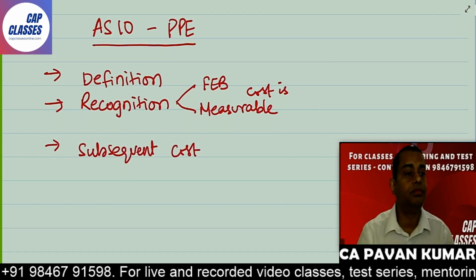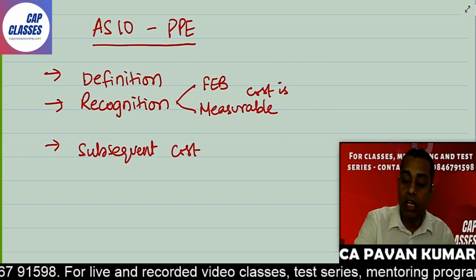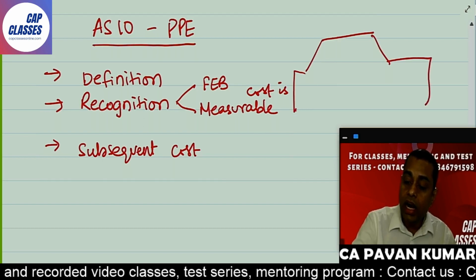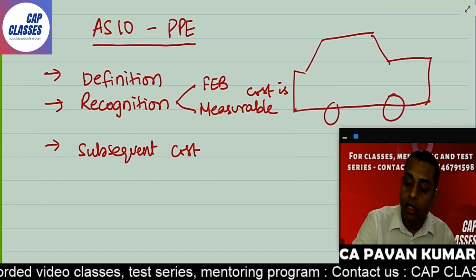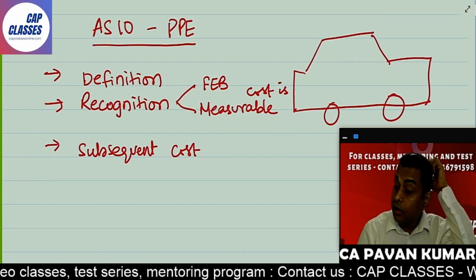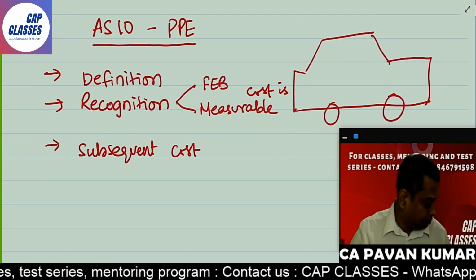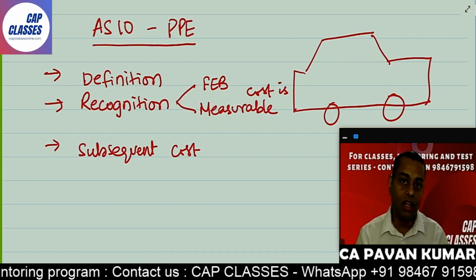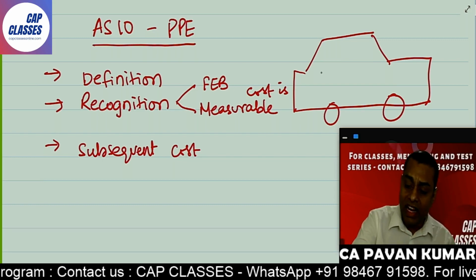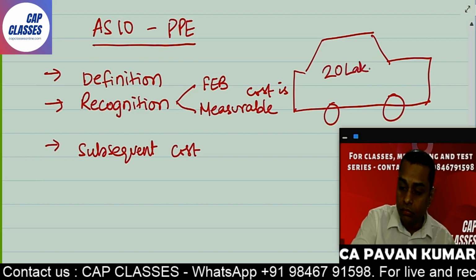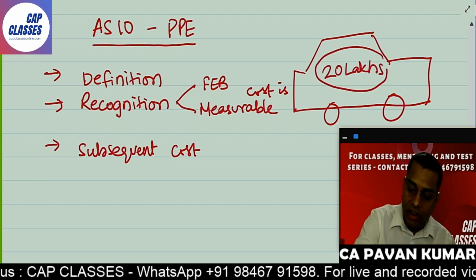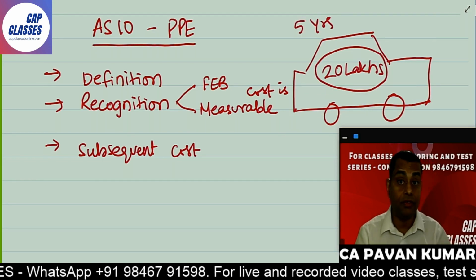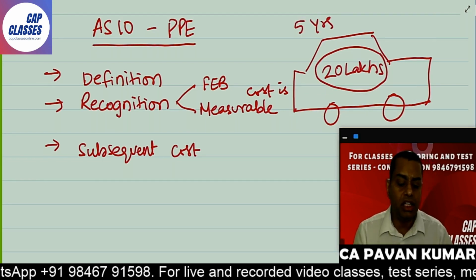Subsequent cost. Say, for example, you purchased a car. So you purchased this car, say for example for 20 lakhs. So you capitalize this 20 lakhs. And this asset has 5 years life. It can be used for more than 5 years as well, but your intention is to use it for 5 years.